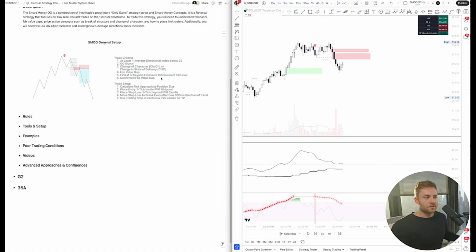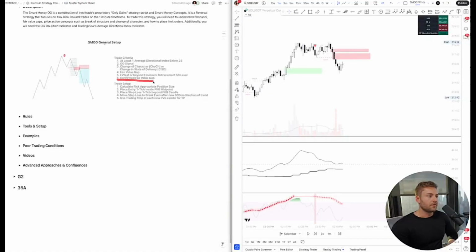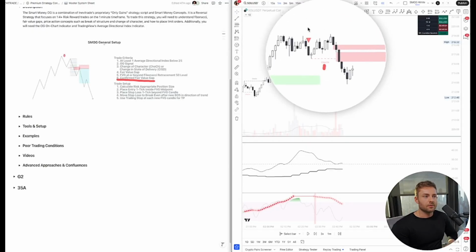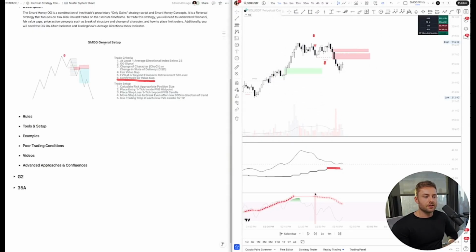Now, we had to put the change in state of delivery in there because we've noticed that you can kind of tell when you've had significant displacement, and it's something to pay attention to. So the next thing that you need is a confirmed fair value gap. We have our change of character here with our sell signal. We have ADX confirmed down here with our sell signal also here. So notice how we have two fair value gaps here.